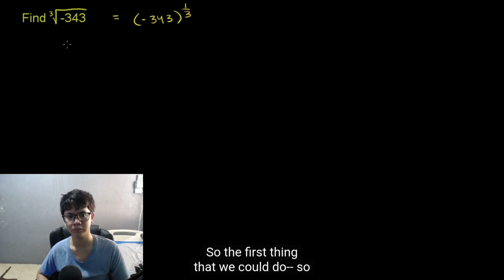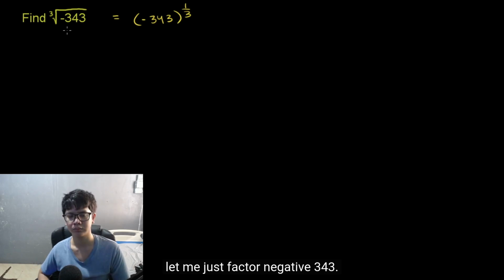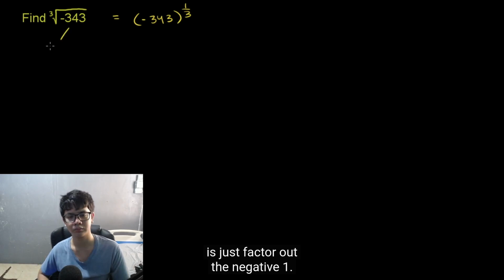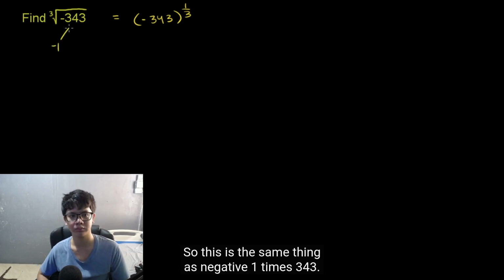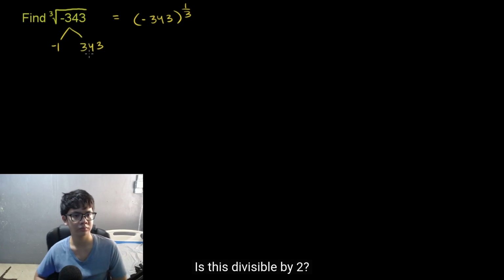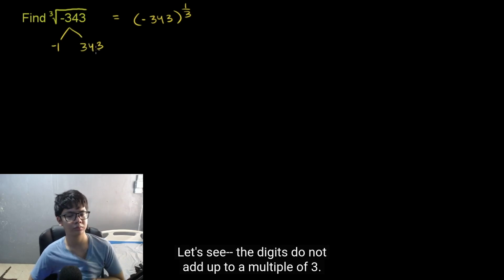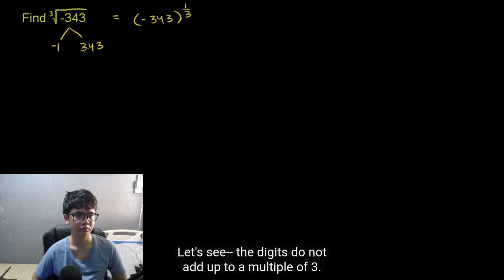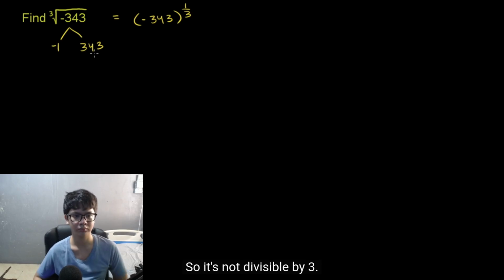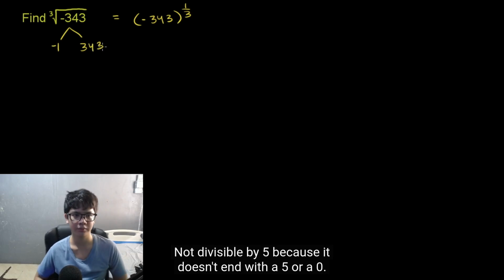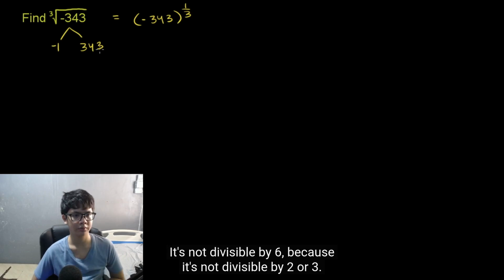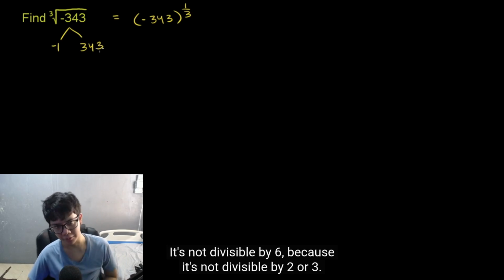So let me just factor negative 343. The first thing I'd like to do is just factor out the negative 1. So this is the same thing as negative 1 times 343. And let's think about this. Is this divisible by 2? No. Is it divisible by 3? The digits do not add up to a multiple of 3. They add up to 10, so it's not divisible by 3. Not divisible by 4, since it's odd. Not divisible by 5, because it doesn't end with a 5 or 0. It's not divisible by 6, because it's not divisible by 2 or 3.